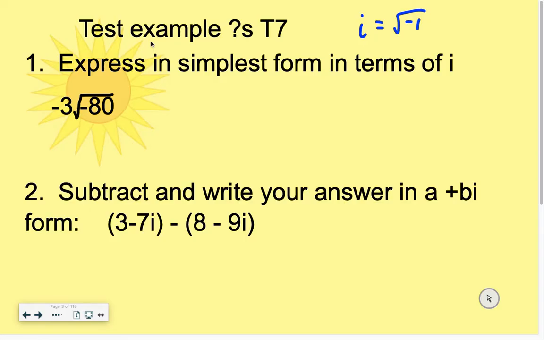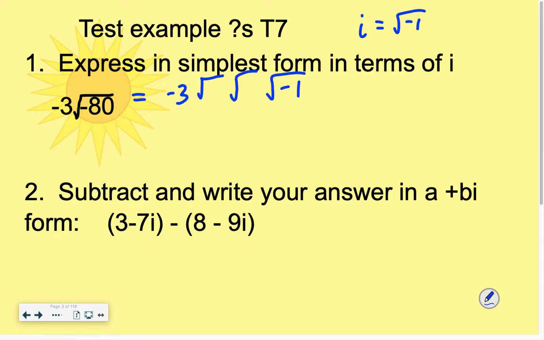Examples that you might see on the basic test for target 7, which is dealing with the complex number system, the imaginary unit. So to get this in simplest form, what we need to do is, first of all, take out the negative under the square root. And then we need to find a perfect square factor that goes into 80.